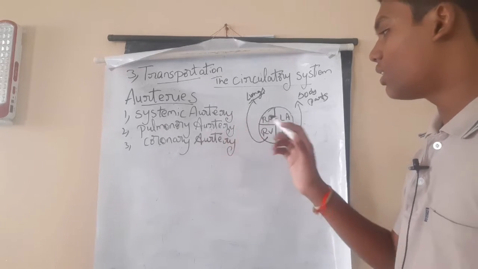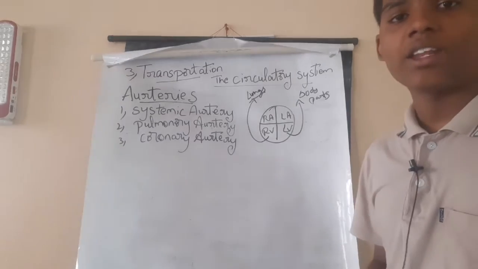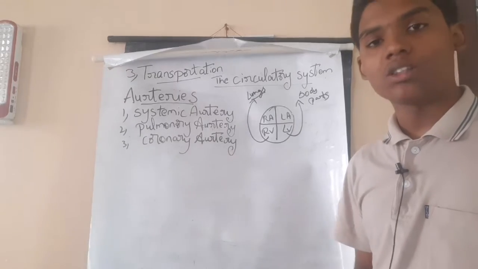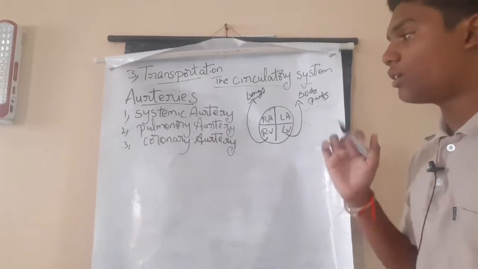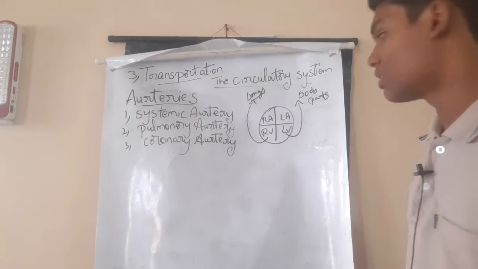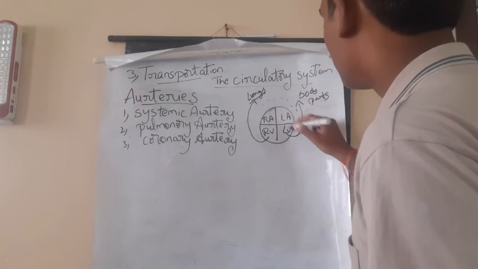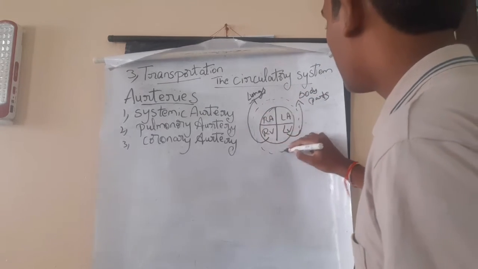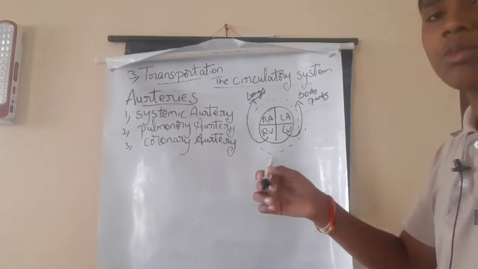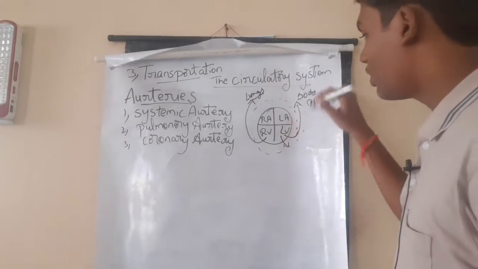Now coronary artery. What is meant by coronary artery? The artery which is carrying blood, deoxygenated blood, means without oxygen, from the left ventricle of the heart to the heart muscles. These are the surroundings of the heart. The walls of the heart are made up of heart muscles, right? It is transferring deoxygenated blood from the left ventricle to the heart muscles surrounding the heart.